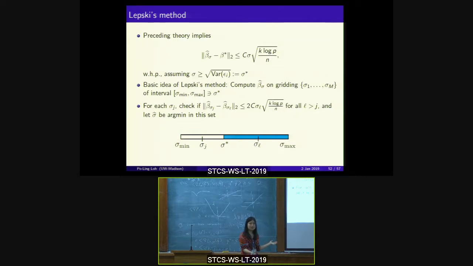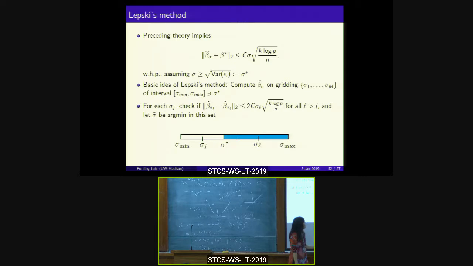I don't know what beta star is, right? So all I know is what I got when I calculated beta hat at each of these intervals, and I can compare the beta hats that I get from different points. So what I want to do is check for each sigma whether it's in a good set or not. And it's in a good set if whenever I do a pairwise comparison with something to the right side, these things are close to each other.